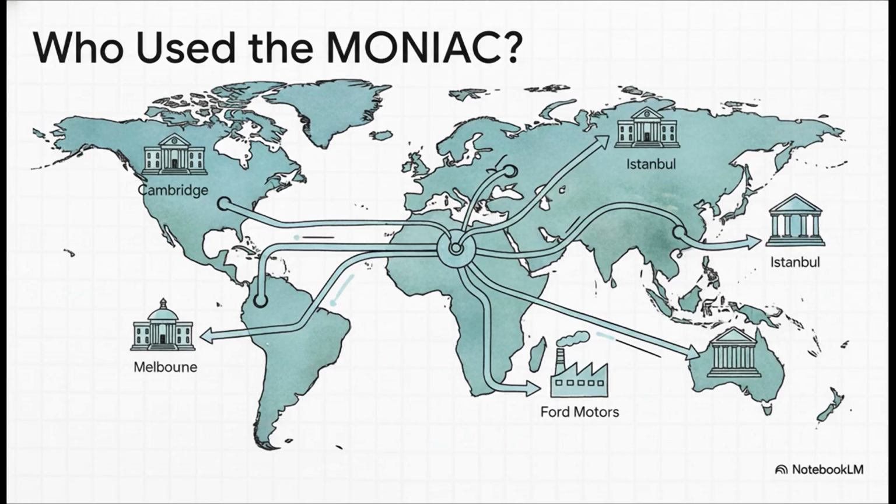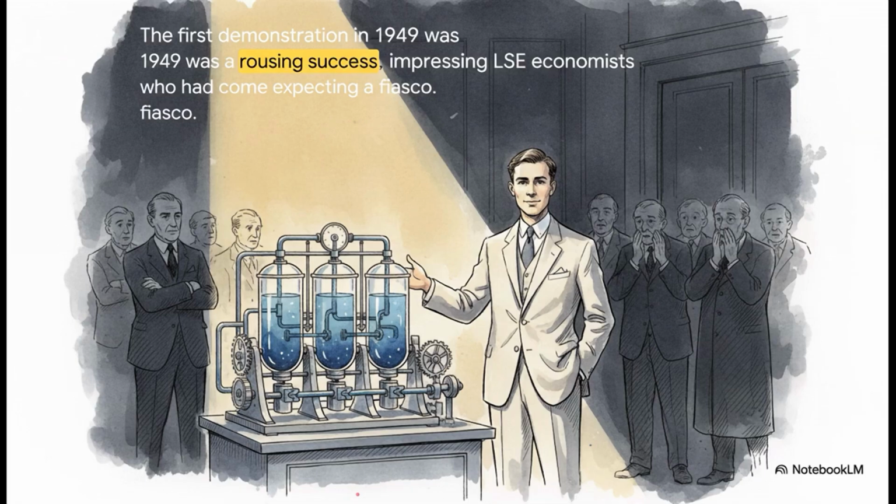You can just imagine its first demonstration at the London School of Economics back in 1949. The story goes that all these esteemed professors came expecting a total disaster, and instead they saw this mere student, Bill Phillips, put on a masterclass. He completely turned the skeptics into believers, and it basically launched his academic career overnight.